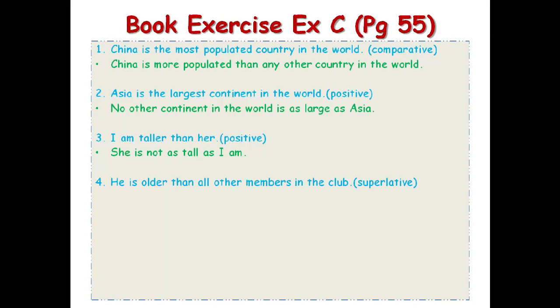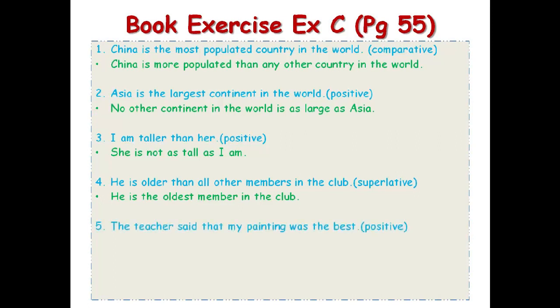He is older than all other members in the club. Older is the comparative degree and you have to use superlative degree. This might be easy for all of you, I'm sure. It is saying he is older than all other members in the club and you have to just use the superlative. You can simply say he is the oldest member in the club. He is the oldest. Alright, this is simple.